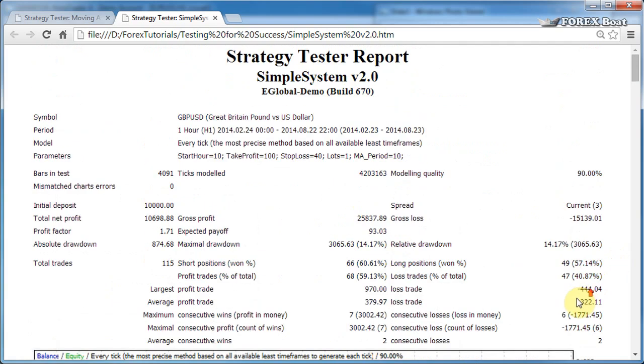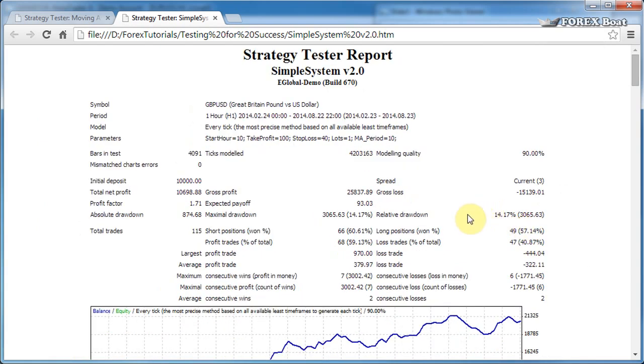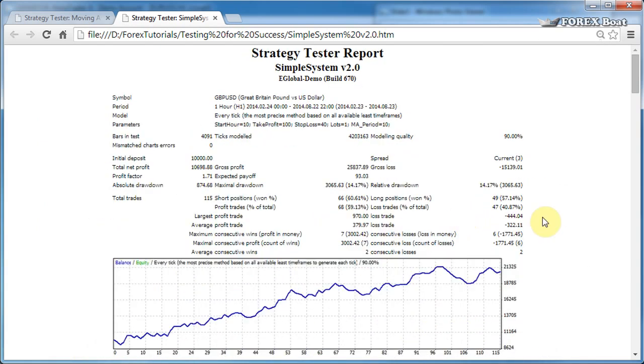We'll be working more closely with reports like this when we're talking about which parameters we should focus on, how to evaluate effectiveness of your trading strategies in the coming tutorials in this course.